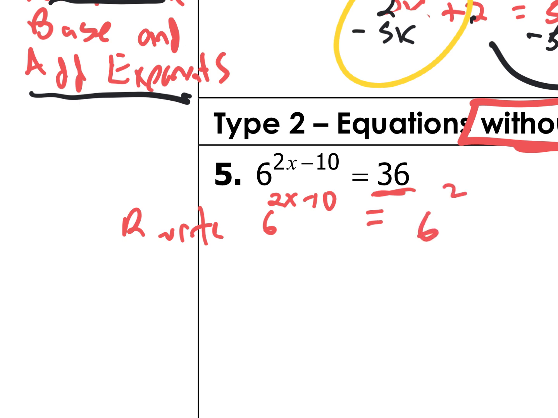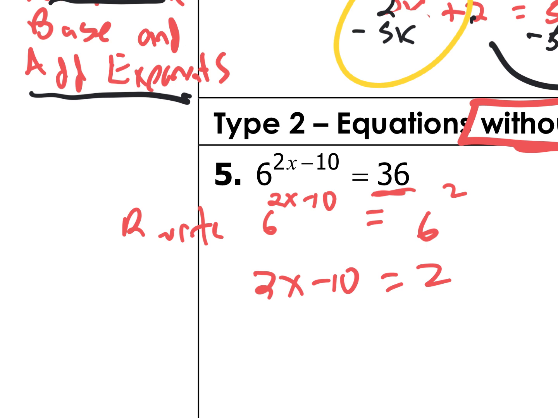Why does that make it easy to do now? Because it's 6 times 6. Yeah, I know, but what do I do now? What makes it so better than it was? Same base. Same base means what? Exponents are equal. The exponent on the left versus the right, they're equal. So we know that 2x minus 10 has to be equal to 2.